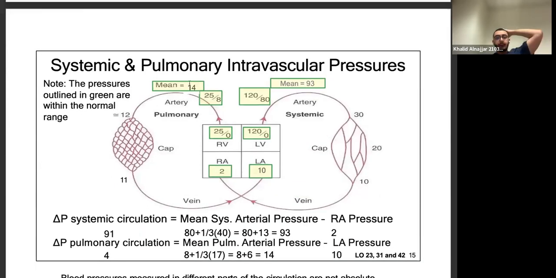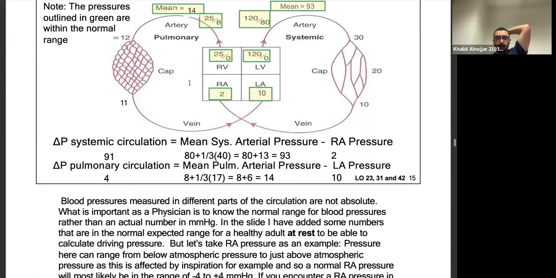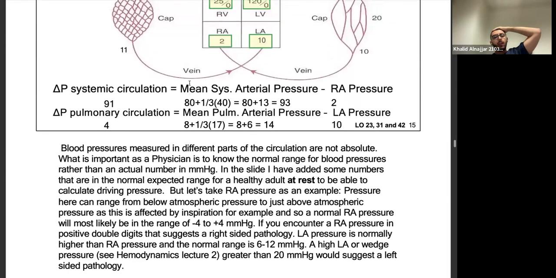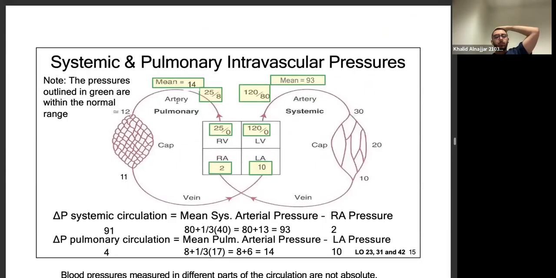Okay, next point, systemic and pulmonary intravascular pressure. This whole slide is basically talking about a bunch of numbers, or pressures of each circulation. By the way, you're supposed to memorize these. I remember we got a question about this two years ago in our exam. The pressures outlined in the green are within the normal ranges.